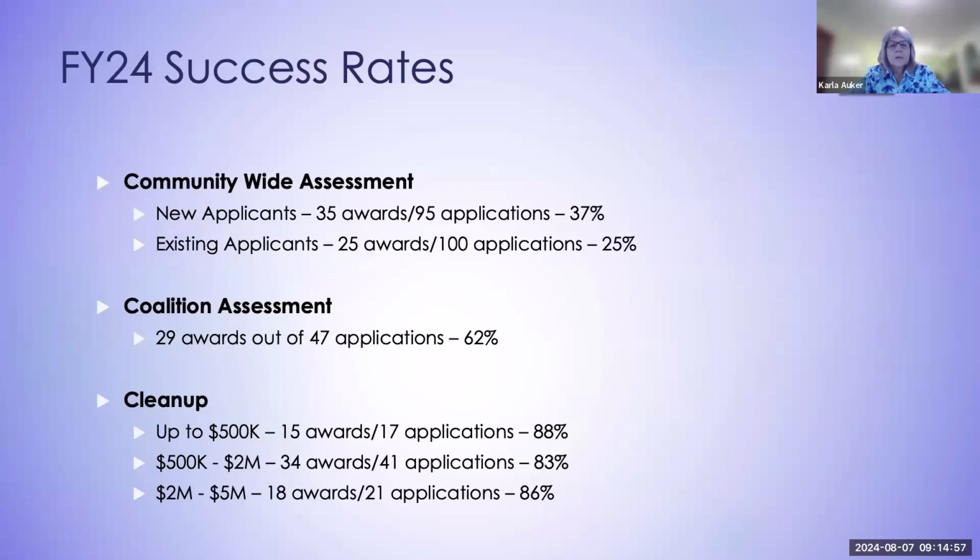Existing applicants, we got 100 applications, 25 awards. That's 25%. So if you look at that, we had almost 200 applications, and the success rate for community-wide assessments was, let's call it 32%. However, for the coalition assessment grants, we only gave out 29 awards, but we had fewer applications, so the success rate was higher for our applicants. I anticipate it being similar this year, depending on how many coalition assessment grant applications we get, because, as I said earlier, we're increasing the amount of funding we're putting towards coalition assessment grants.